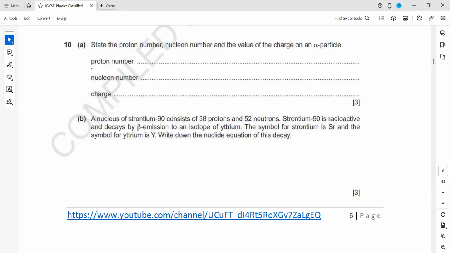A nucleus of strontium which has 38 protons and 52 neutrons emits beta and turns into yttrium. The symbol of strontium is given to you. Write down the nuclide equation. So first we have strontium, which is 90 and 38. It emits beta, which is 0 and -1. So what happened to the nucleon number? It does not change. And what happened to the proton number? It increases by 1.